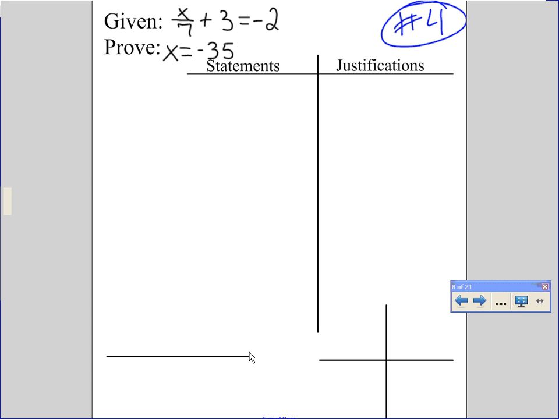And then where it says figure, sketch the coordinate plane and the x-axis. So where it says figure, just for now, sketch your coordinate plane and horizontal number line. Sketch your planes first, please. Okay, so step 1, always write down exactly what is given. So we have x over 7 plus 3 equals negative 2. Write down exactly what is given, and your reason or justification is always given.